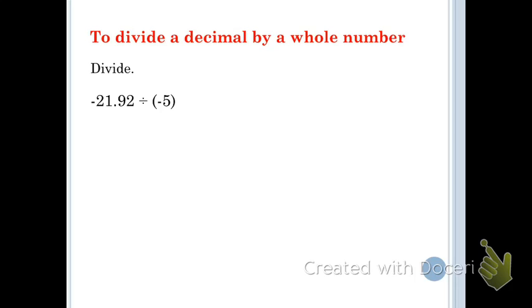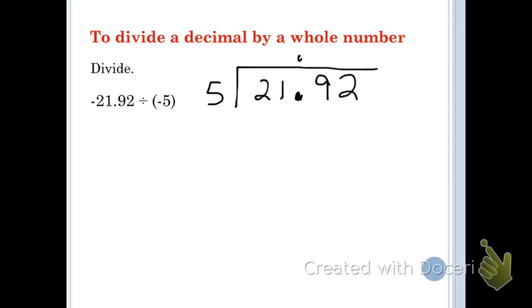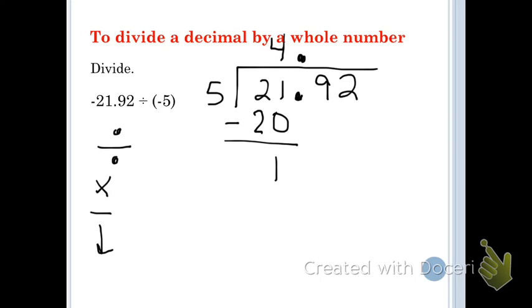Negative 21 and 92 hundredths divided by negative 5. Notice your signs are the same, so your quotient is going to be positive. Bring your decimal straight up. I'm going to divide. 5 won't go into 2, but 5 goes into 21 4 times. 4 times 5 is 20. Subtract and get 1. Now I'm going to bring down the 9.